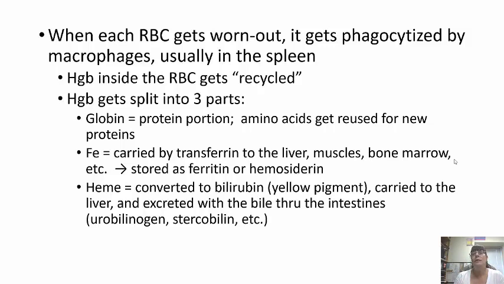Hemoglobin inside the red blood cells gets recycled. It basically gets split into 3 parts. The globin, which is the protein portion. Amino acids make up the protein, and those will get reused for new proteins. The iron is carried by transfer into the liver, the muscles, the bone marrow, and it's going to be stored as either ferritin or hemosiderin. And then it'll be used again later. The heme is converted to bilirubin, which is a yellow pigment, and then carried to the liver and excreted with the bile through the intestines.